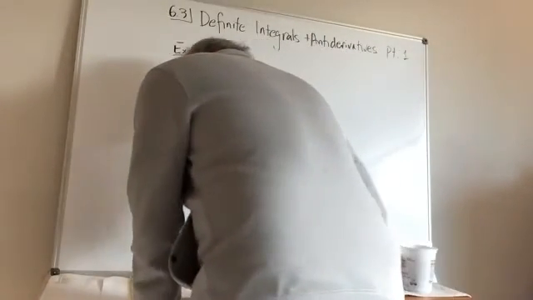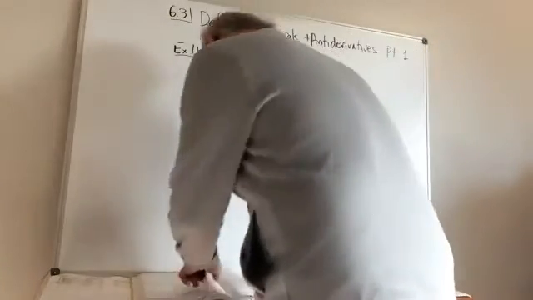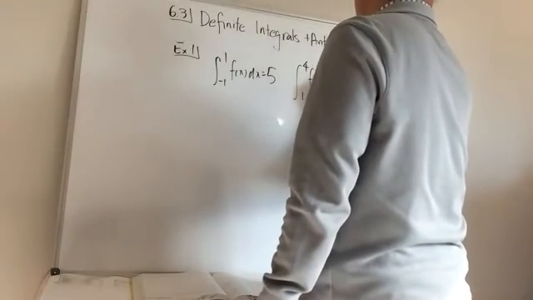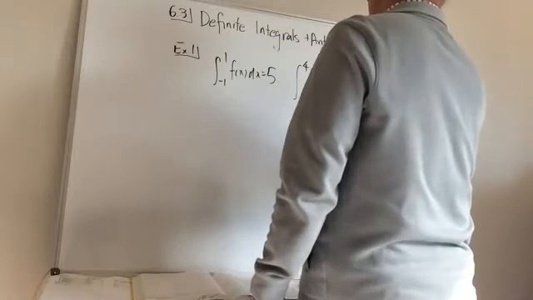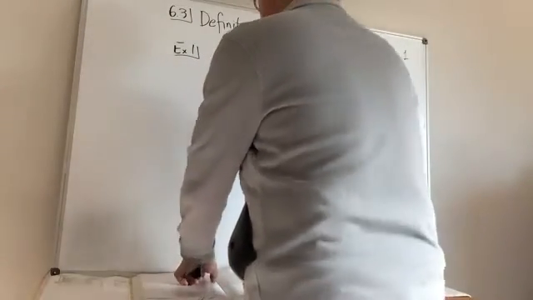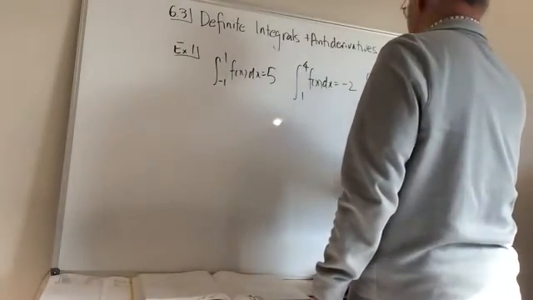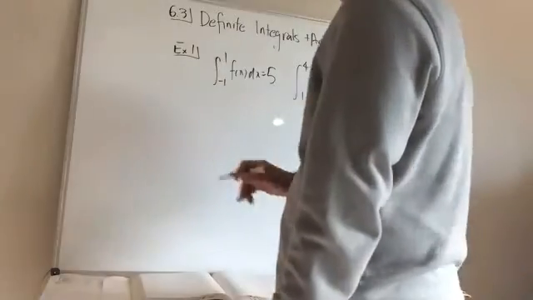Example 1. Suppose that the integral from -1 to 1 of f of x dx is equal to 5, the integral from 1 to 4 of f of x dx is equal to -2, and the integral from -1 to 1 of h of x dx is equal to 7. Okay, let's do A.